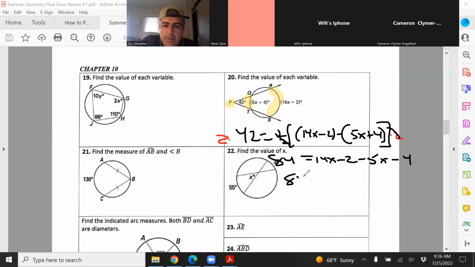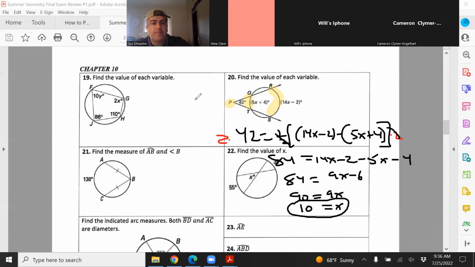You keep going. 9x minus 6, right? Because you have 14x minus 5x, you have -2, -4. Move the 6 over to the other side, you get 90 equals 9x. X is 10. And that's that. There we go. So that's number 20. Any questions with that one?